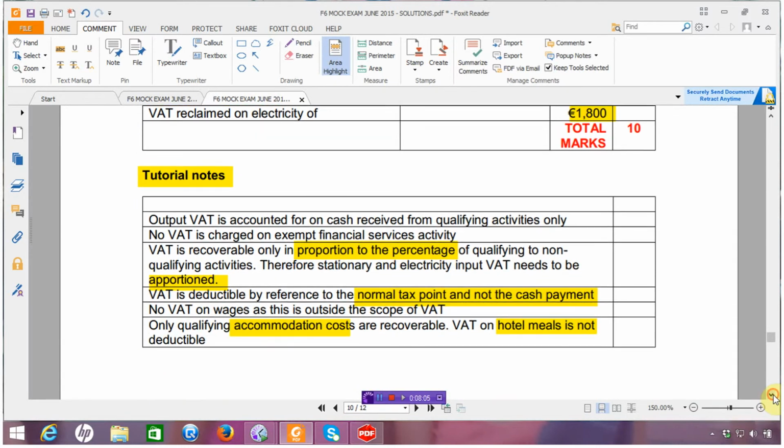We've got some tutorial notes down below, but just really a reiteration of what I've said. Do read those at your leisure. And in relation to the VAT question, note that when you're doing practice questions, just try and make a list of the common input tricks, because those are the ones that are going to recur again and again and again. Certainly more of those than there are on the sales side.